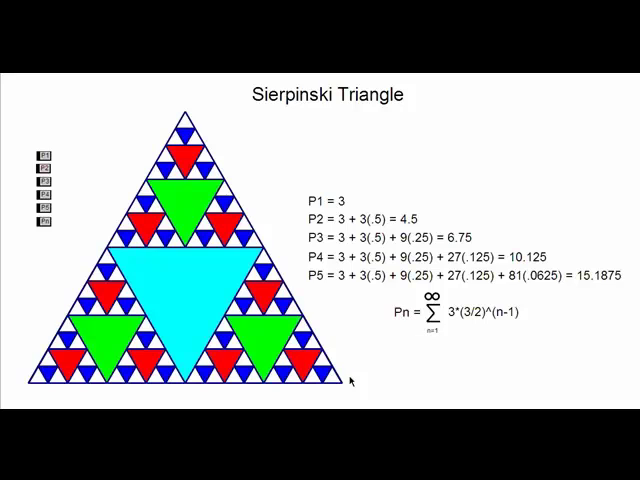So that is the formula for Sierpinski's triangle for its perimeter. Thank you.